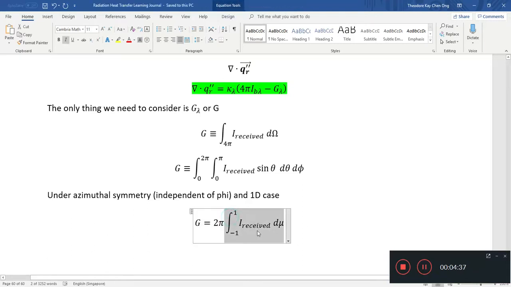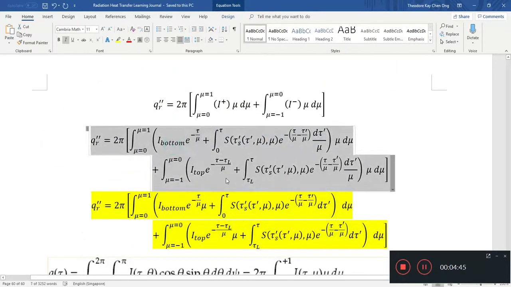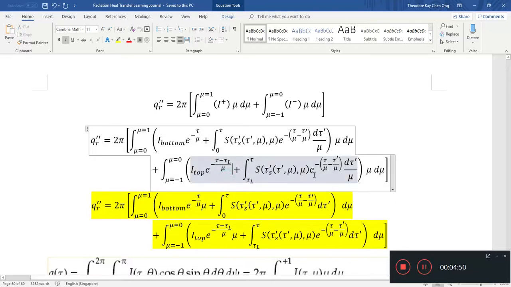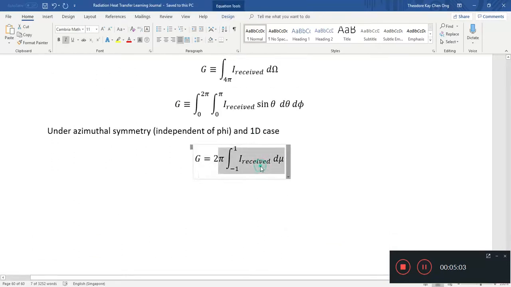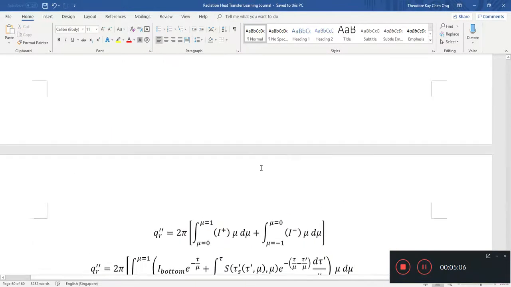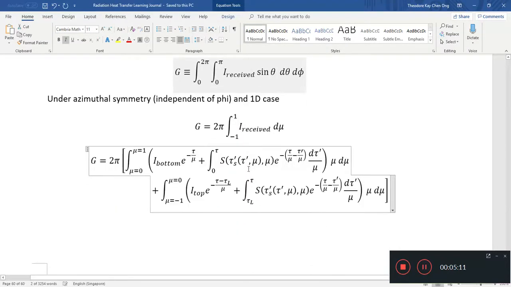It is this quantity, and it looks pretty familiar, doesn't it? It looks almost like the expression for q_R, except now we don't have a mu, we just have a d mu at the end. So I can almost just copy and paste this whole expression and just take mu out. So I'll just take this mu out.